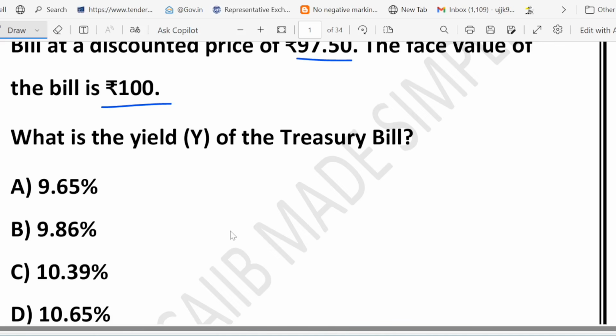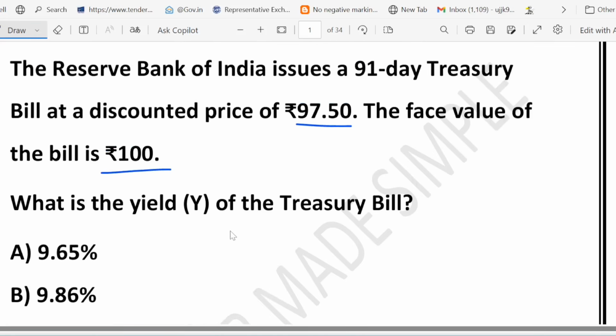So friends, first of all understand the question. First remember that treasury bills are short-term government securities. They are issued at a discount and they are redeemed at the face value. So you earn money by buying low and you get rupees 100 at the end.